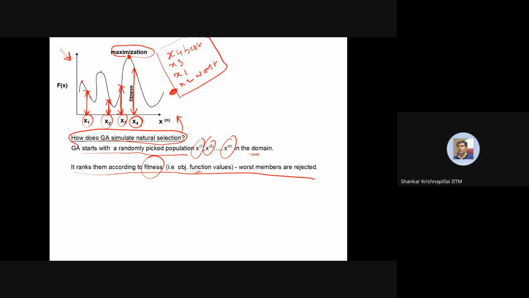Then the worst members are rejected. So these two are the worst. The worst 50% of the members are rejected based on the principle of survival of the fittest. So this is the best, this is the next best. Out of the population, we reject 50% of the worst members, so only two are remaining.